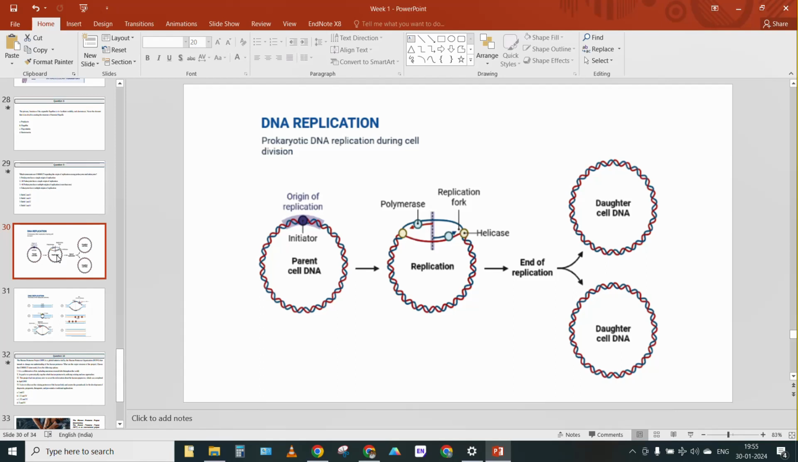I think this is the short sequence of DNA nucleotides which link together by DNA ligase to create a lagging strand during DNA replication. Exactly. Correct. So this is all for the prokaryotic DNA replication.